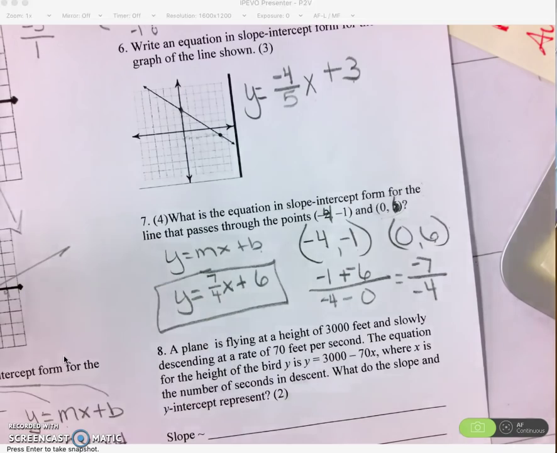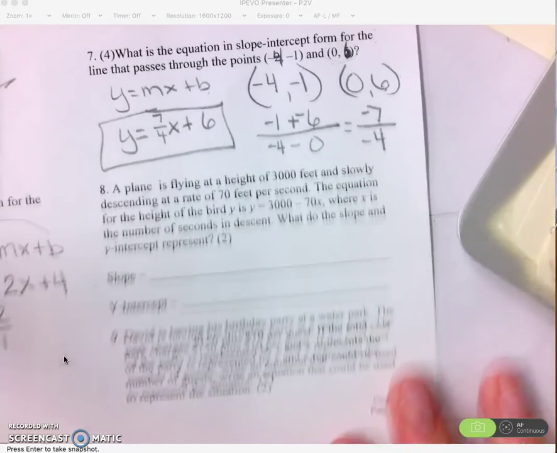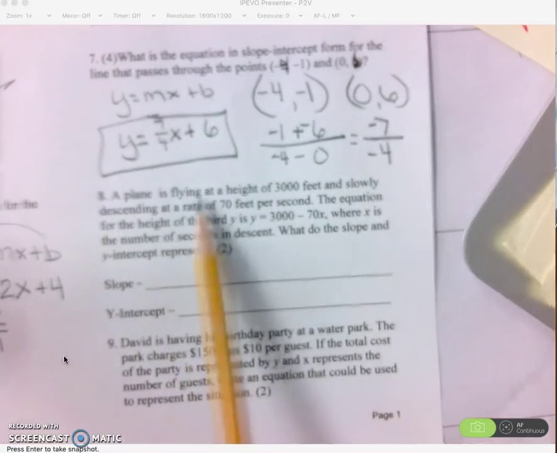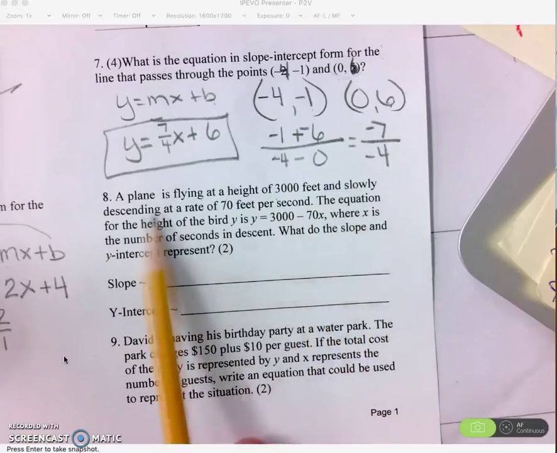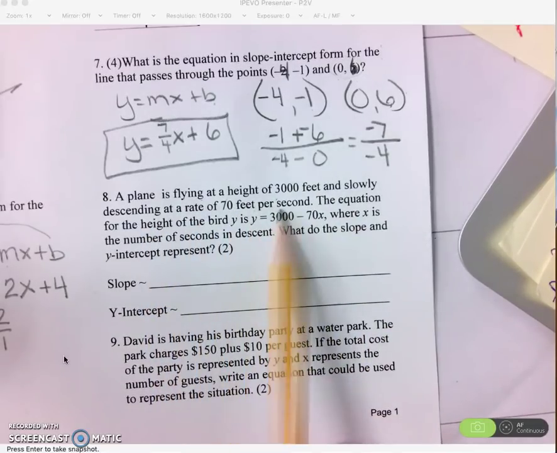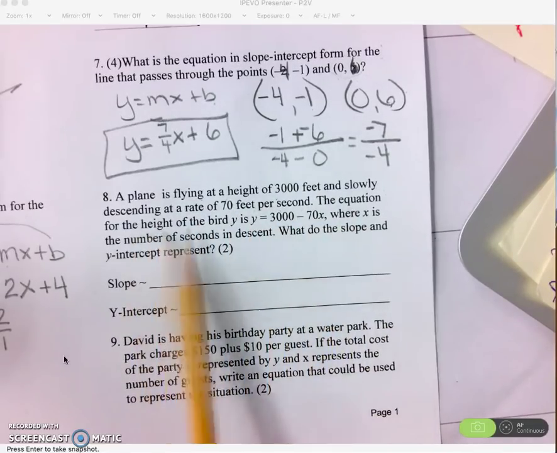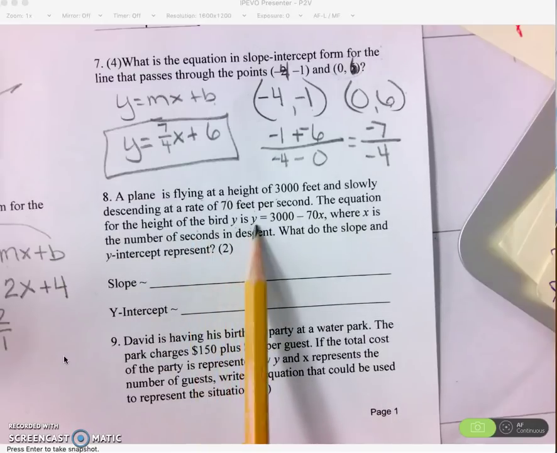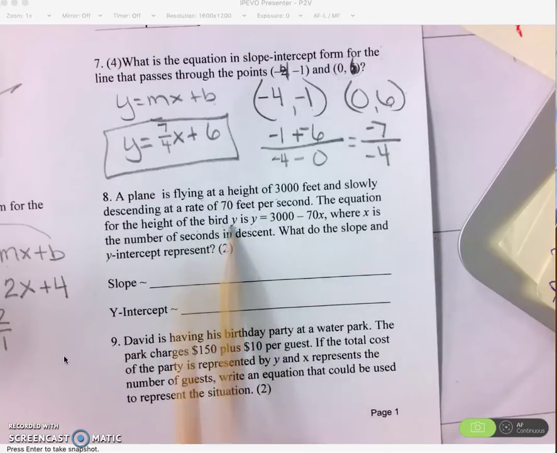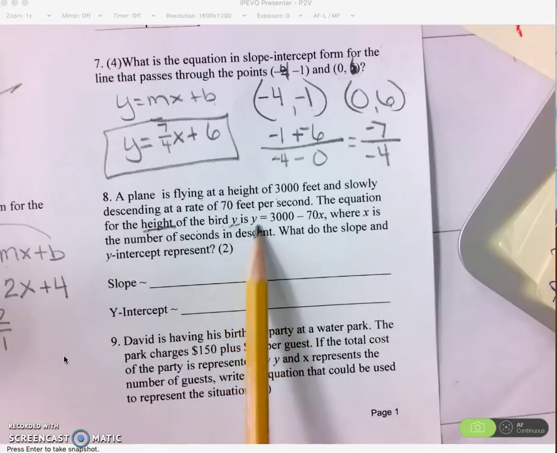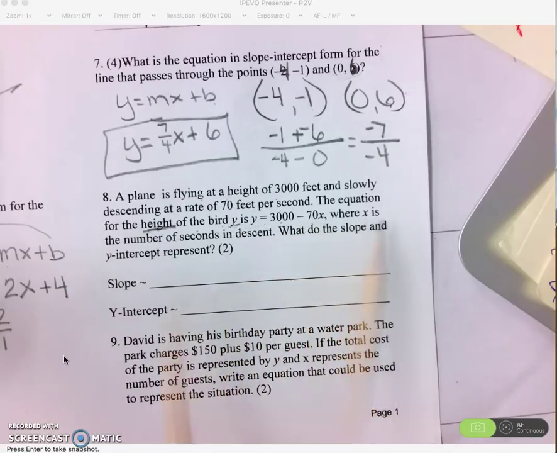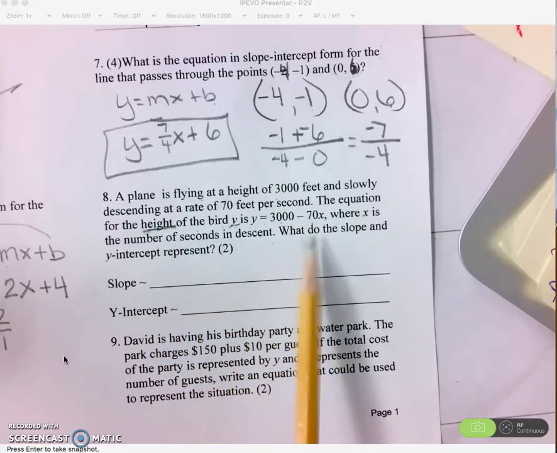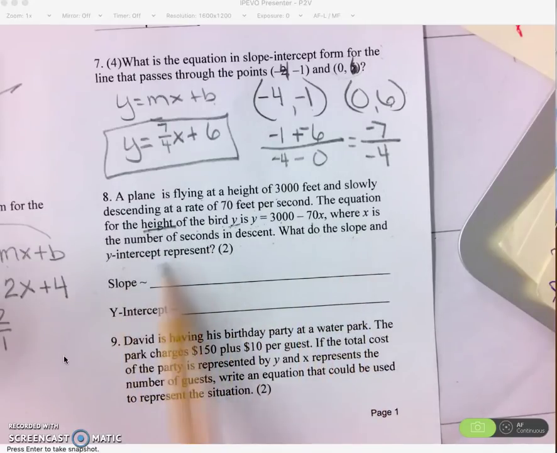Done. All right. One thing that we didn't hit too hard in class was this: a plane is flying at a height of 3,000 feet and slowly descending at a rate of 70 feet per second. The equation for the height of the plane is y equals 3,000 minus 70x, where height is y and x is the number of seconds in descent. So what do the slope and the y-intercept represent?